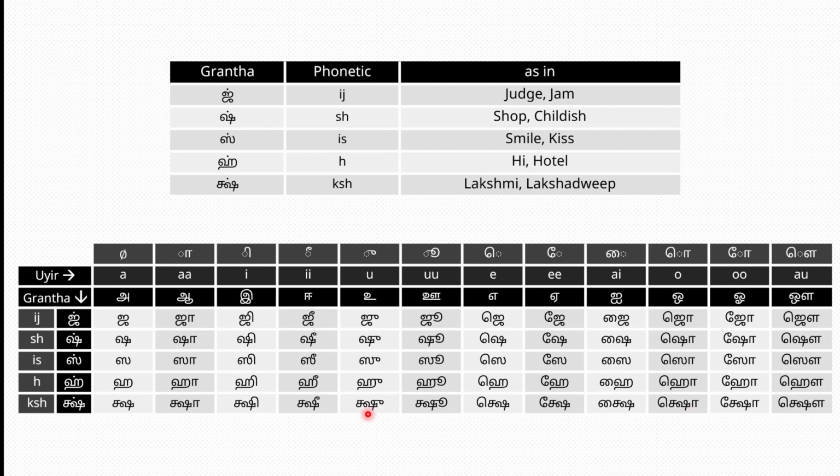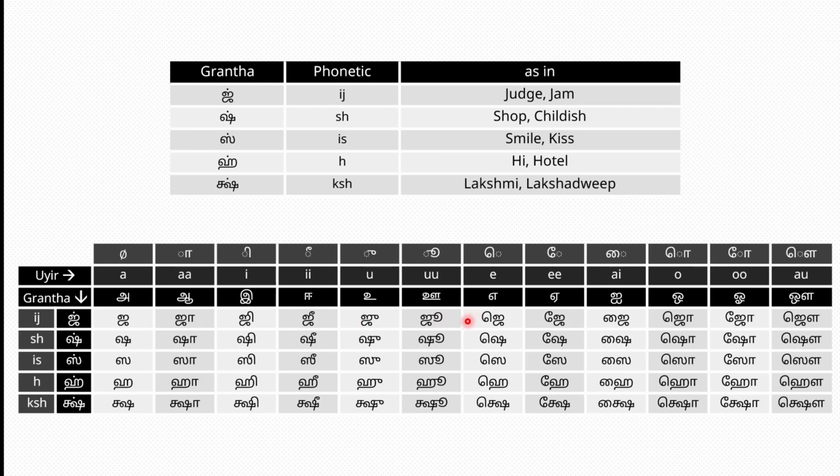This is how it can be read. So now let's see how these letters are formed. These letters are formed when Grantha letters and the Eluthukal are combined. Ij plus a, ja. Ij plus e, ji. Ij plus u, ju.